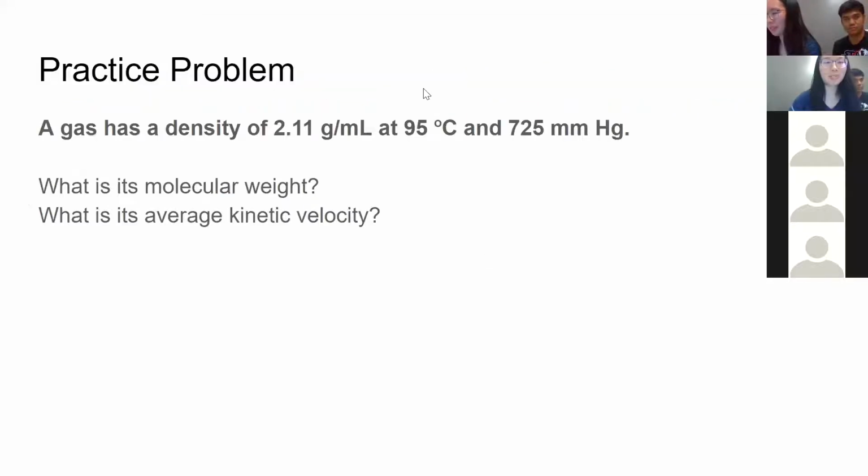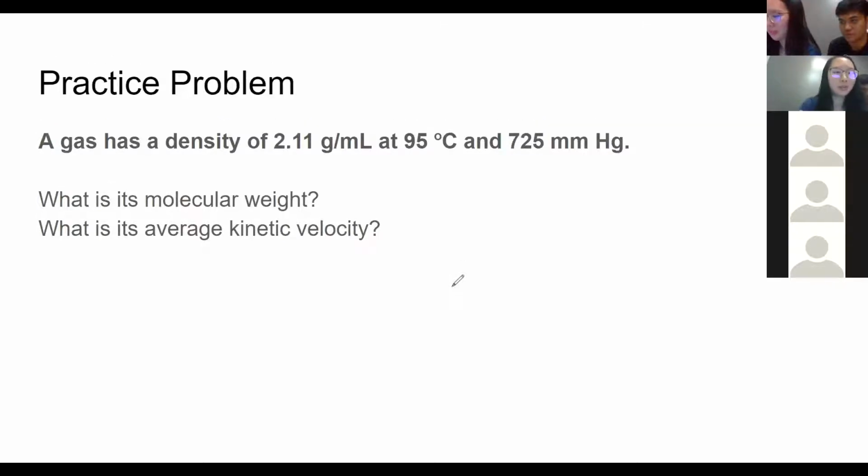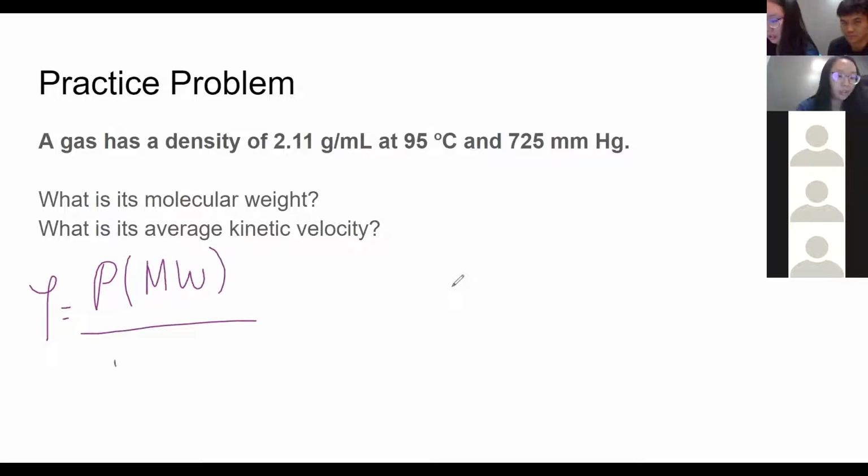All right, let's try a practice problem. A gas has a density of 2.11 grams per mL at 95 degrees Celsius and 725 millimeters of mercury. So what is its molecular weight and what is its average kinetic velocity? So let's try it. We need to know which equation to use, which is going to be the one we just wrote, the density one. So density is equal to pressure times molecular weight all over RT.